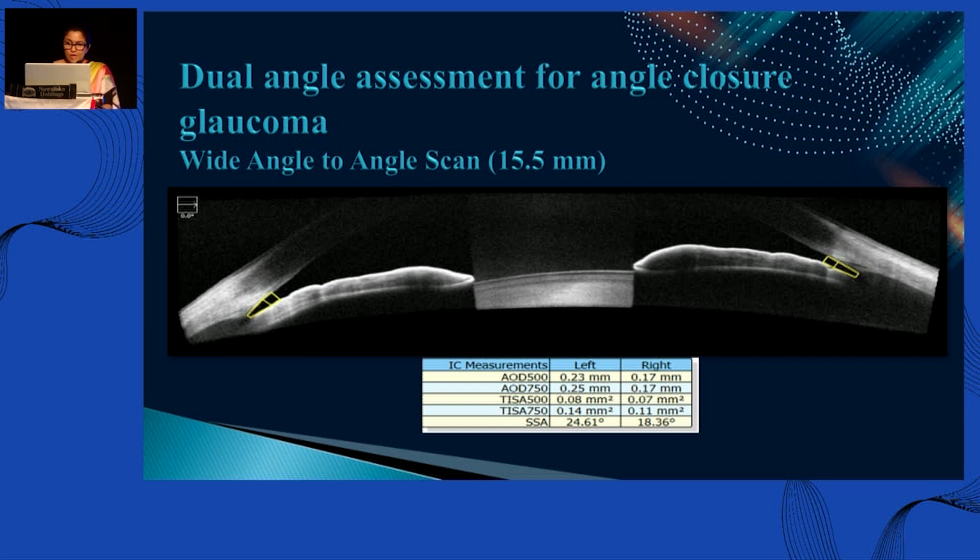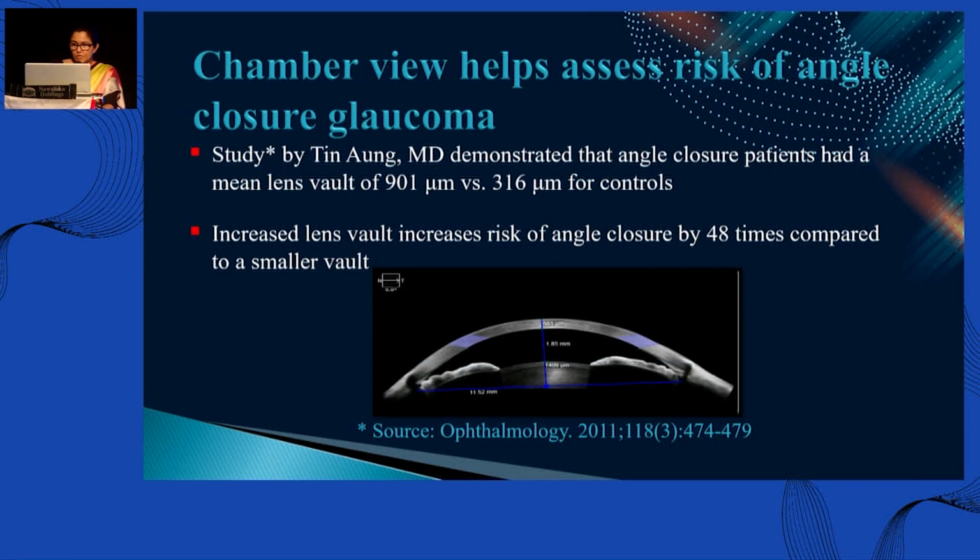A wide angle-to-angle scan of about 15.5 millimeters allows us dual angle assessment, and this enables us to measure the lens vault. Lens vault is the height of the lens above the line drawn from one scleral spur to the other. A study by Ting Ong demonstrated that angle closure patients had a mean lens vault of about 901 micrometers compared to 316 micrometers for controls. Also, they demonstrated that an increased lens vault increases the risk of angle closure by 48 times compared with a smaller vault.